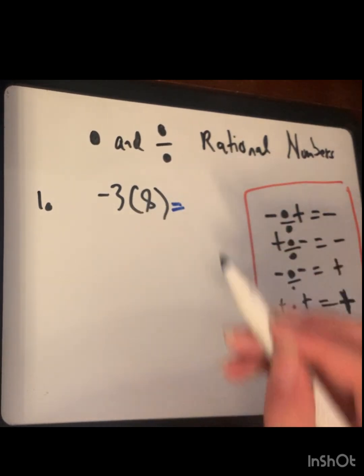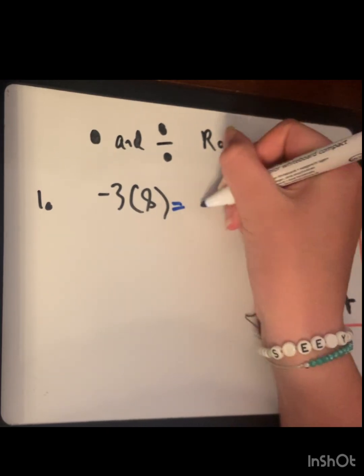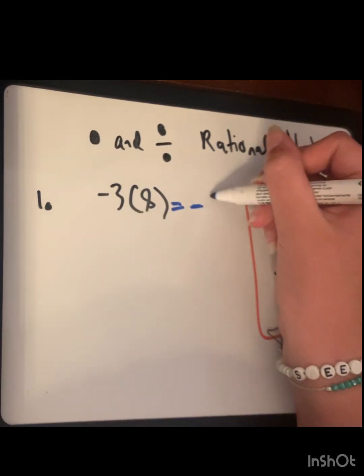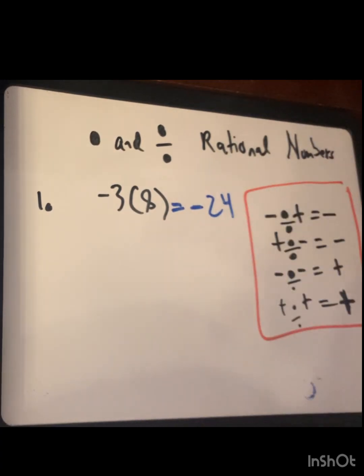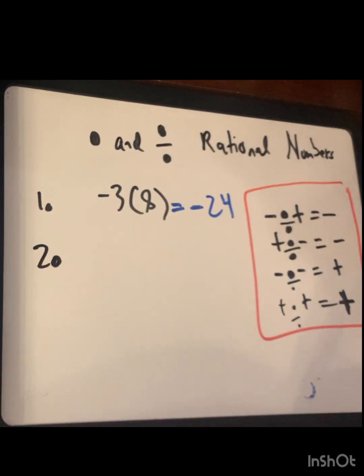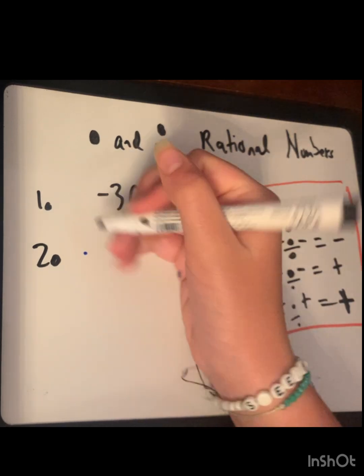There's a negative and there's a positive. Negative times positive is negative. So we know it's going to be negative. And now we just times the numbers. 3 times 8 is 24. Don't forget, you can use a calculator. So this is like just the basics. So this is very easy.